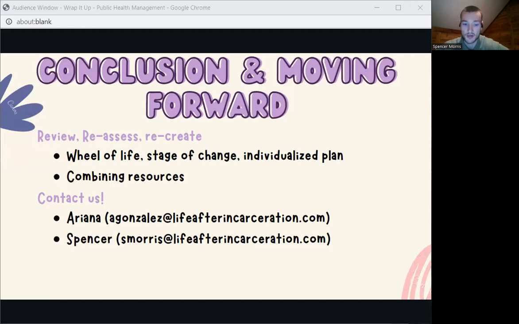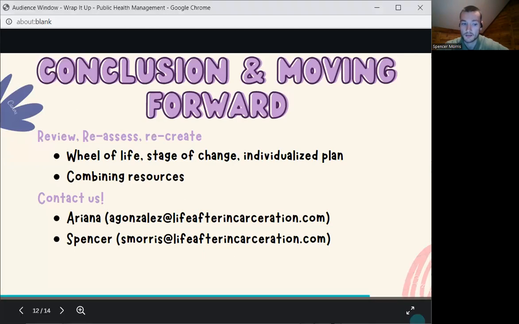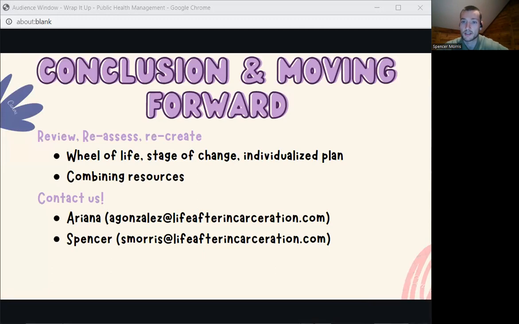Other options as far as moving forward and continuing to utilize all the resources provided: you can reconsider your stage of change and where you're at with your behavior change. In addition, you are encouraged to go back to the week 1 individualized plan and rewrite your goals, as well as identify new strategies that support your new desires to participate in healthy activities.